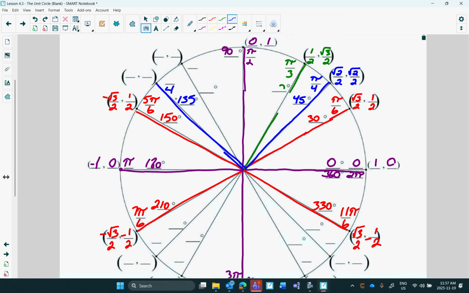It's going to be over 4. How many pi over 4s are there in pi? 4 pi over 4. It's a little bit less, so 3 pi over 4. What's the point? Same values as these ones, except the x is negative.